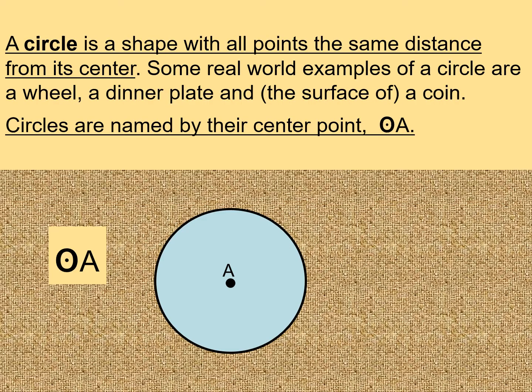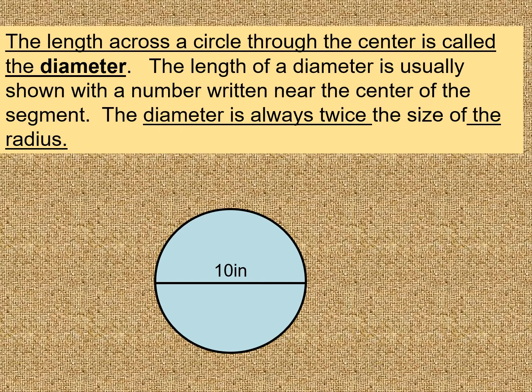All right, so that's what we just went over. When you name a circle, you put a little symbol, that's called a bird's eye. It's got the little dot in the center, the symbol for a circle. So this is just called circle A, from the center being point A. So easy enough. All right.